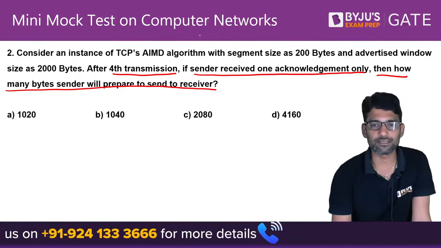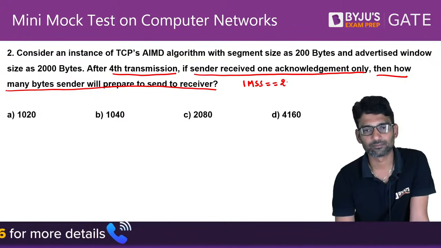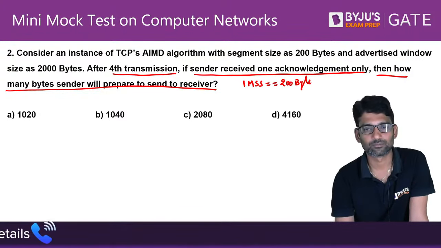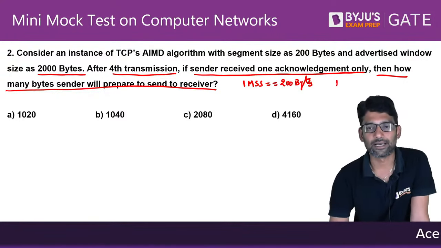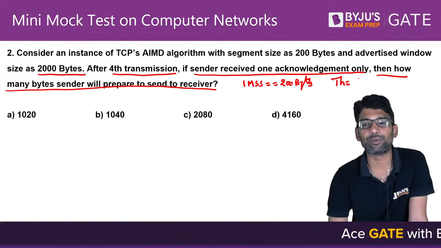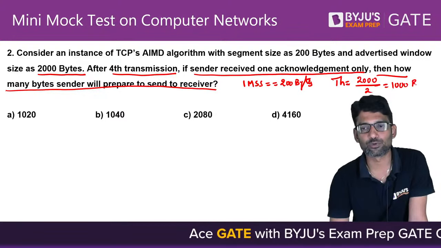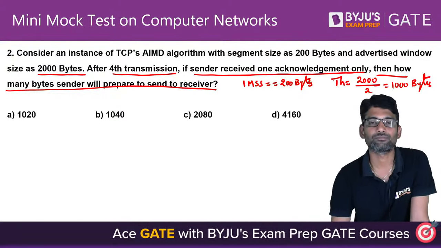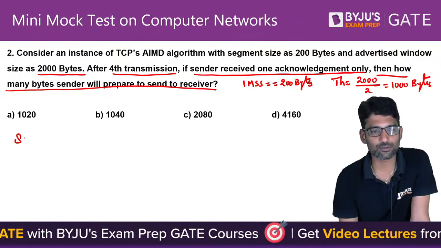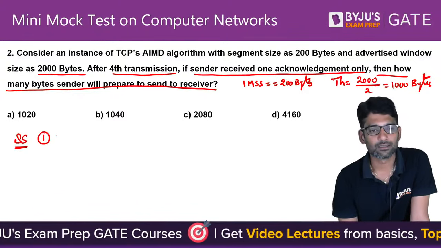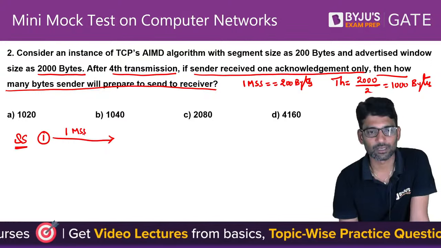One MSS is given as 200 bytes. Advertised window size is 2000 bytes. Hence, you can say the threshold would be half of that, that is 1000 bytes. In the AIMD algorithm, the slow start phase will start first, which sends one segment, that is 200 bytes.